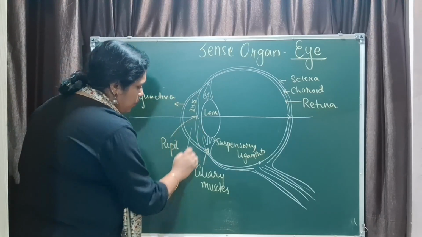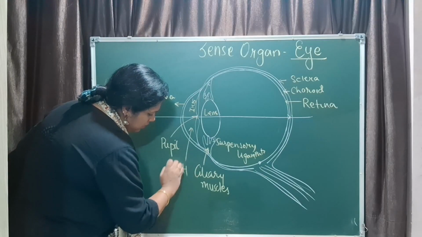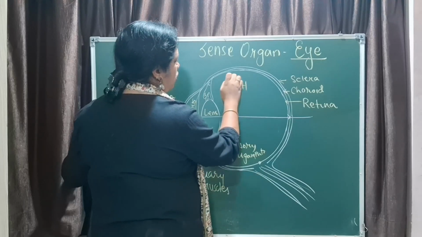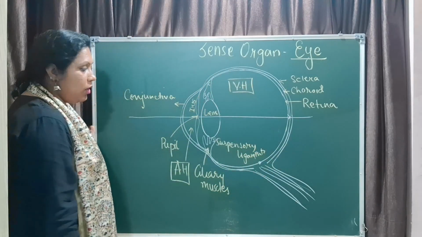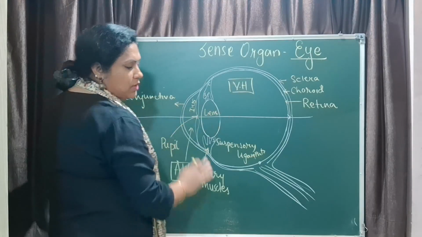And there is a fluid present here which is called aqueous humor, and the fluid present here is called vitreous humor. Vitreous humor helps in maintaining the shape of the eyeball. Aqueous humor helps in the refraction of the light towards the lens.